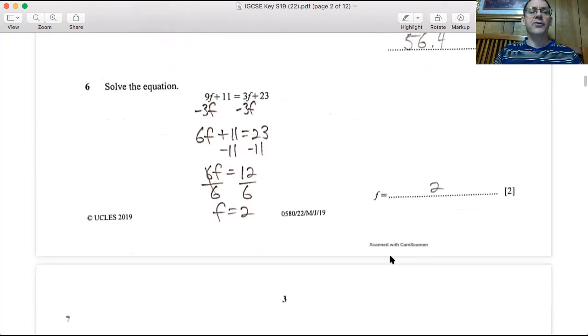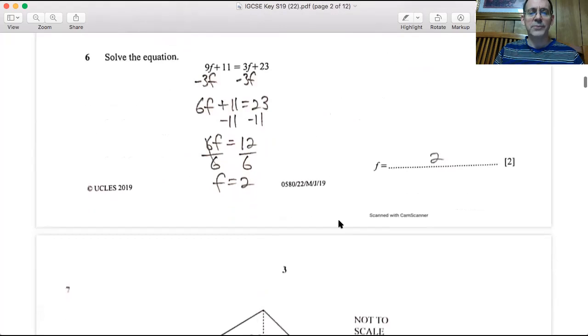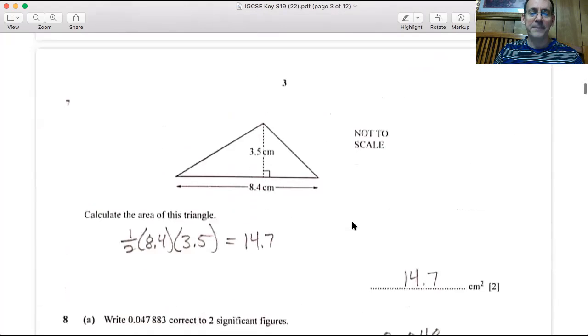Now we have this, solve the equation. 9f plus 11 equals 3f plus 23. So we want to solve for the f, subtract 3f from both sides, and we get 6f plus 11 equals 23. Subtract the 11, 6f equals 12, divide by 6, f equals 2. That's pretty simple algebra there.